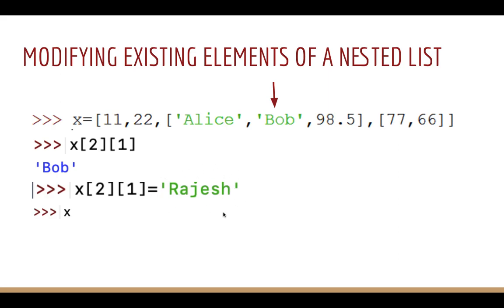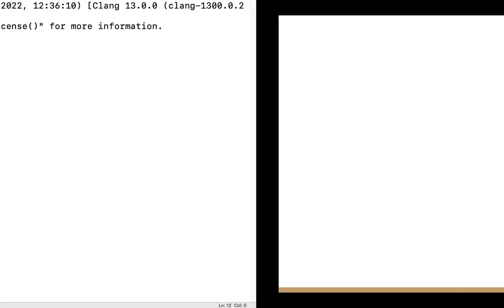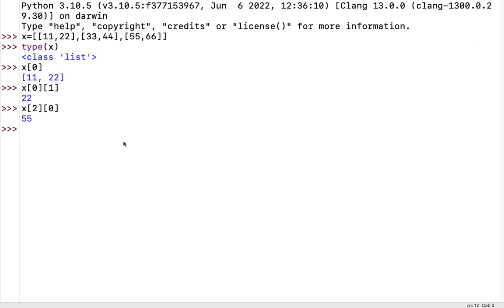As I press the enter key, and then if I want to see the updated list, I'll have to type x and press the enter key, which will fetch me the new updated list. Now, you can see that Bob has been removed from the list, and in place of Bob, Rajesh has been put up. So, in this way, we can modify the existing elements of a nested list. So, let me show you this concept.